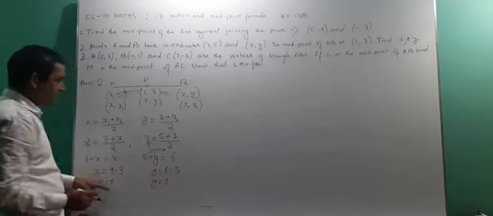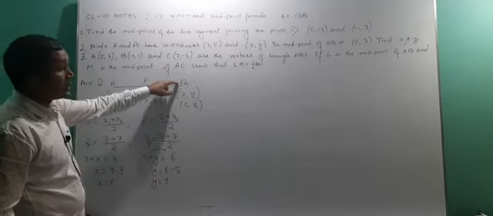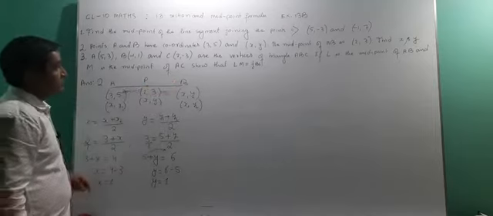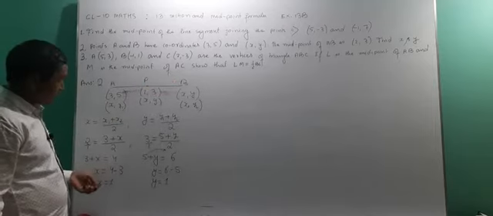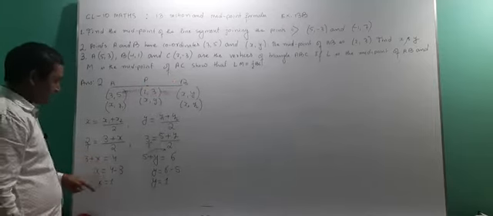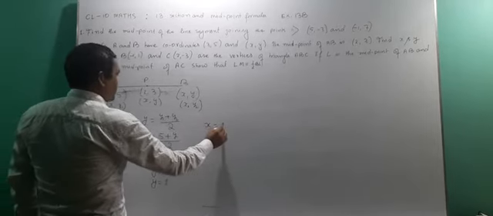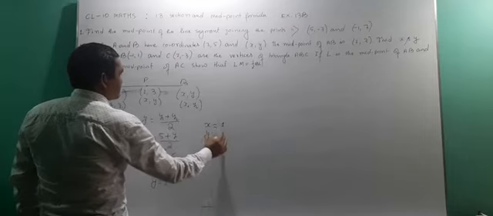Now we got the value of x and y, that means the coordinate of B. The question asks to find the value of x and y, and we got it. Therefore x equals 1, y equals 1.